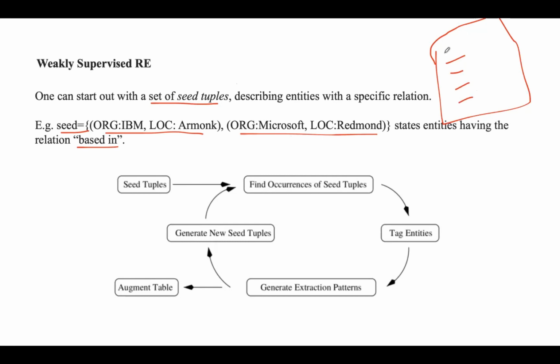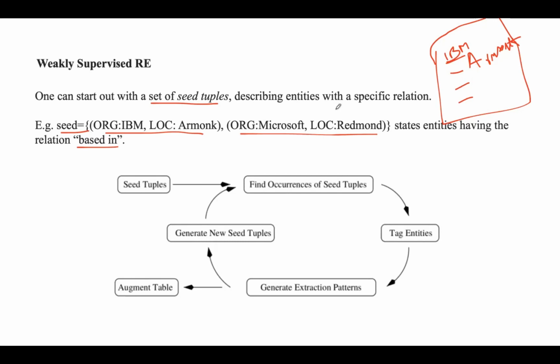So find out, say suppose IBM, Armonk. So these are the words which are present in the unlabeled text. So these words, IBM, Armonk, Microsoft, Redmond, assume that they are existing in this unlabeled text multiple times.